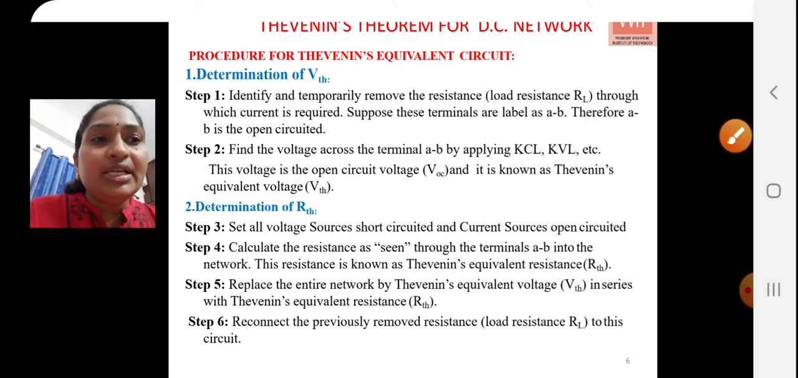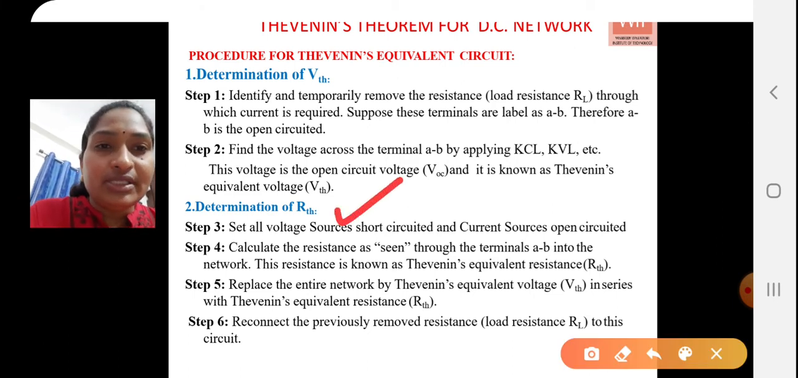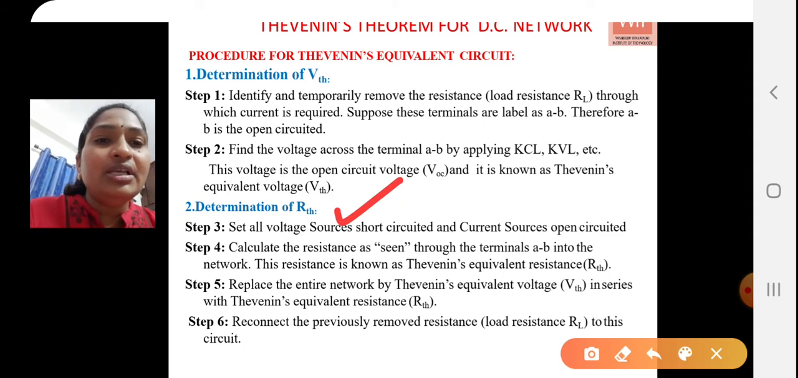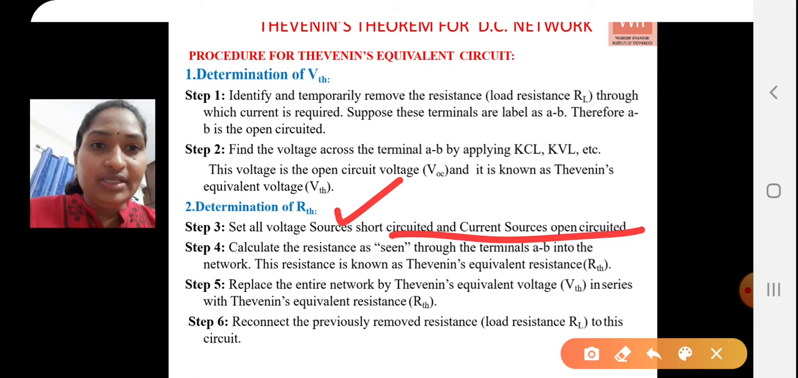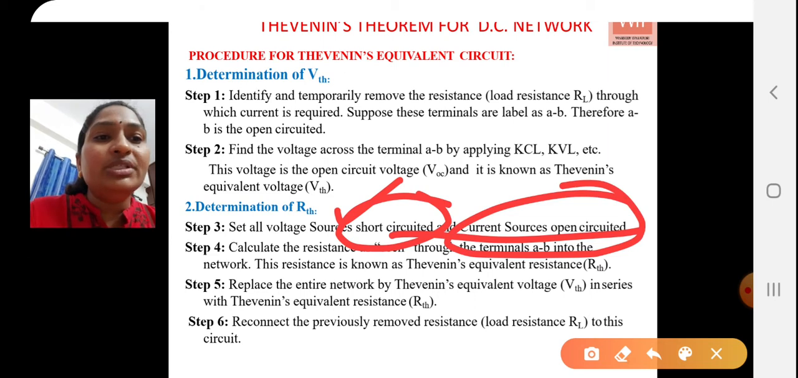So after calculating the Thevenin's voltage, now it's time to find Thevenin's resistance. So here, in order to find this Thevenin's resistance, the first step is, after removing the load resistance across A and B, we have to remove all the sources. That is voltage sources as well as current sources. If voltage sources are there, we need to short circuit them, since voltage 0 means short circuit. And if current sources are there, open circuit them.